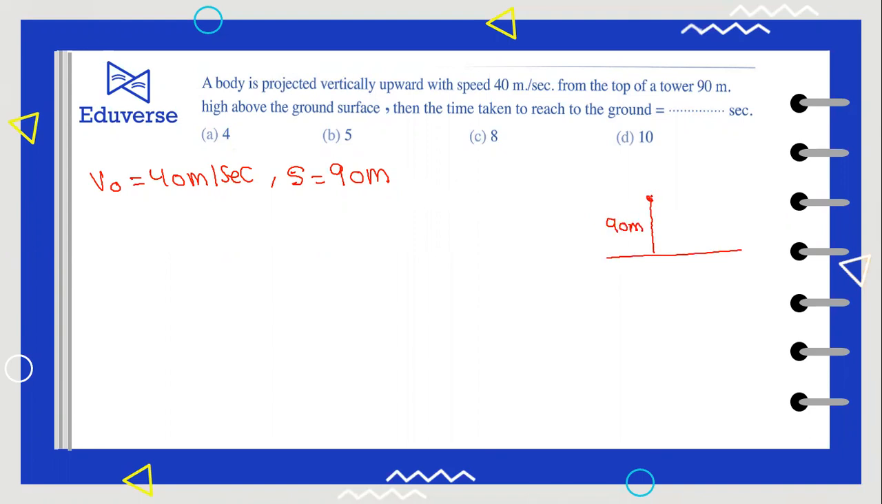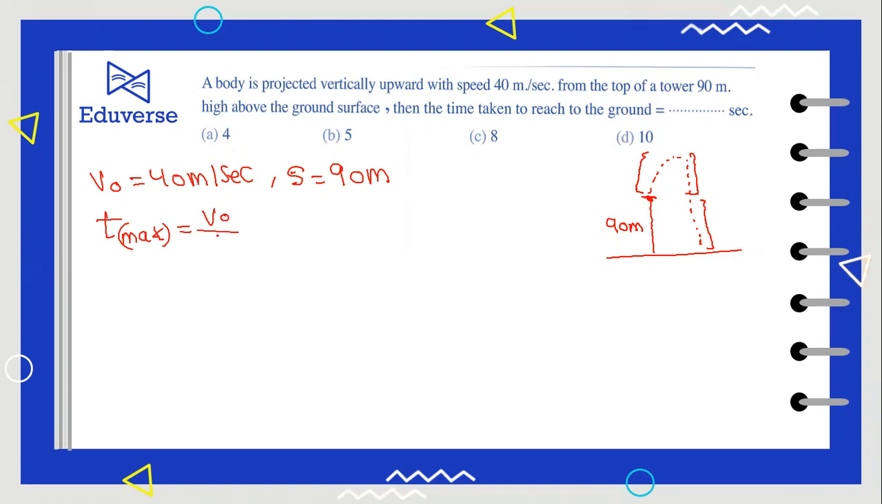A body is projected from here, from the top, with this speed to reach the maximum height and return back to the ground, okay? Firstly, I want to find the time to reach the maximum height, then return back to the projection point, and then return back to the ground. I have 3 stages, okay? Stage number 1, time to reach the maximum height.